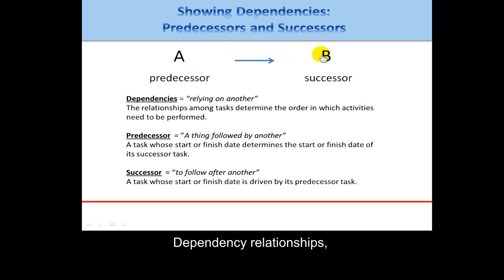So dependency relationships, the predecessor and successor relationships, have a few dimensions, but generally speaking, this is what dependency means in project management. The dictionary definition of dependencies is relying on another. The relationship among tasks determines the order in which activities need to be performed. It's a form of logic. If you do this, then you can do that.